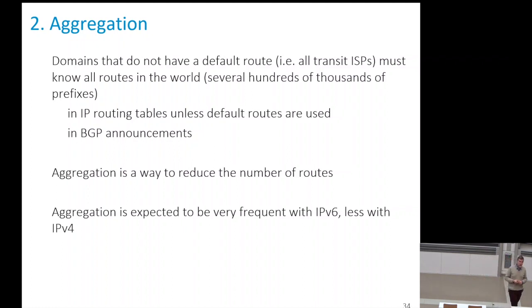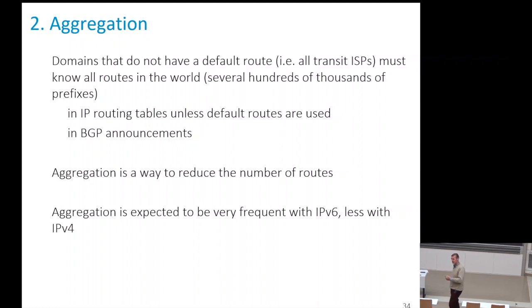Now, one of the very important things that happen in BGP, and also to understand how things can happen in the internet, is aggregation. Aggregation is possible but limited with IPv4, but is very possible and very desirable with IPv6. Aggregation is when we take several network prefixes and put them as one single network prefix.